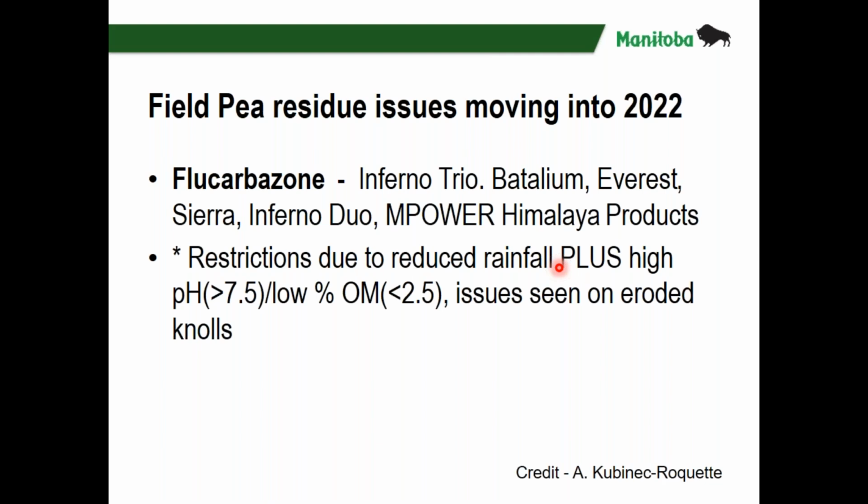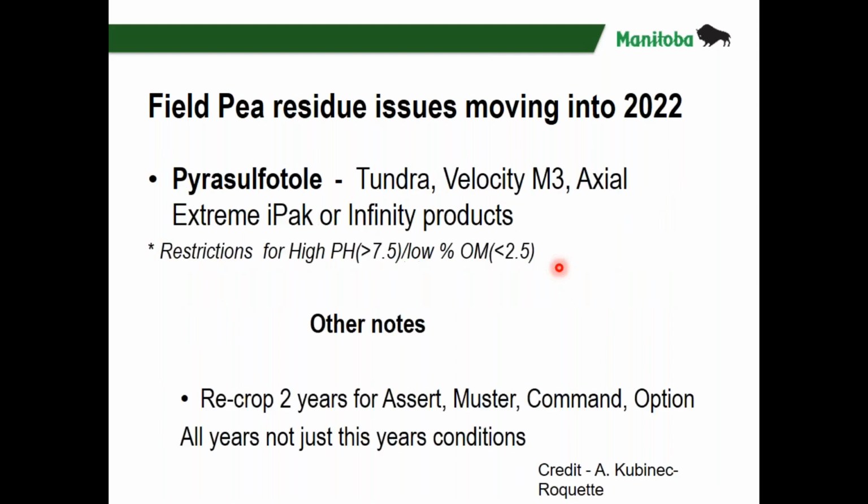Issues here with field pea residue have been on eroded knolls. Pyroxasulfone, that's your Tundra, Velocity. Here, those restrictions are due to high soil pH again and low organic matter. And other notes, this is something for all years, not just this year's conditions. Recropping is 2 years for Assert, Muster, Command, and Option. So if you sprayed any of these products that I just mentioned last year, you would want to change your rotation on that field and not put peas on this year.